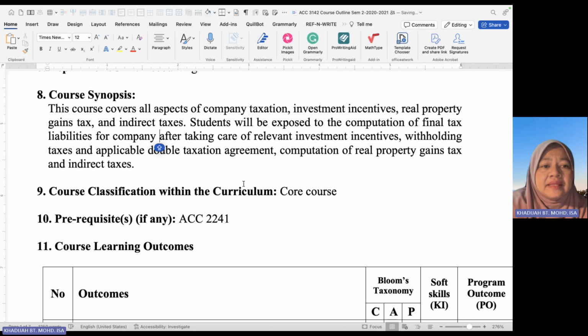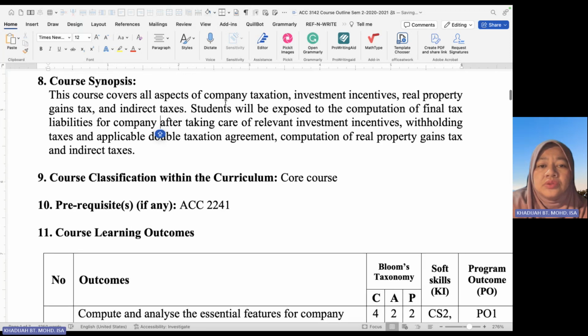This course only looks into company taxation. That's the main topic in this course. If you were in tax 1, I hope you still remember that all you did was individual taxation. So when we come to tax 2, we are going to look into corporate taxation, or company taxation: how to compute the chargeable income from business income and business expenses.